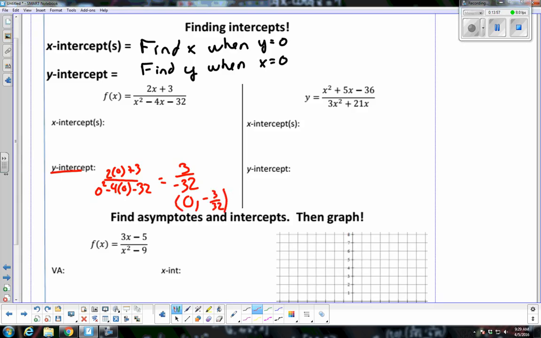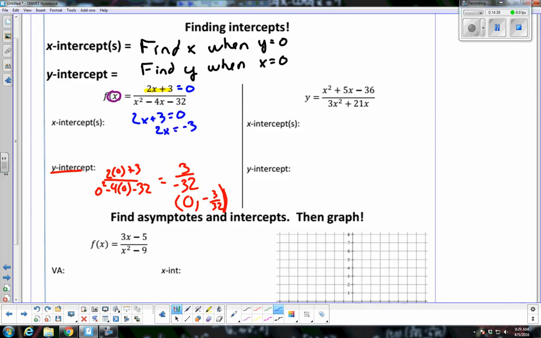Let's look at the x-intercept. It takes a little bit of thinking, but if the y is 0, well, 0 divided by anything is what? 0, right? So if I can make this top section equal to 0, then this thing divided by whatever would be equal to 0, so I'm good. So what you're going to do is try to solve that top section. We're going to set this equal to 0 and solve. So we're going to go 2x plus 3 equals 0. That means 2x is equal to negative 3, and x is equal to negative 3 halves.